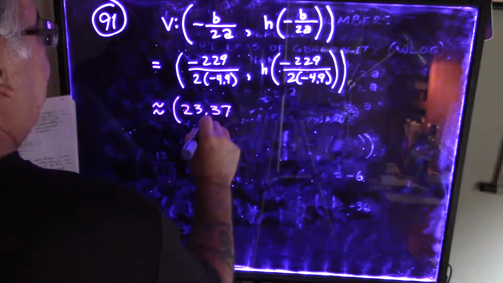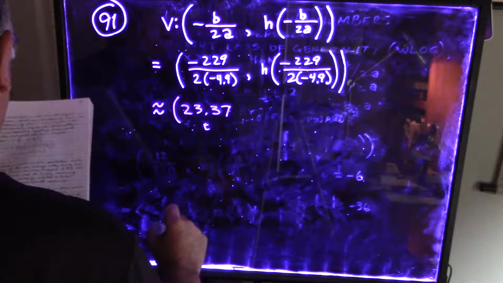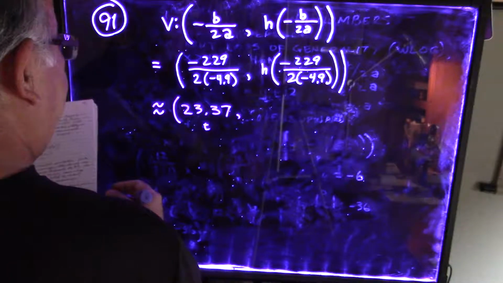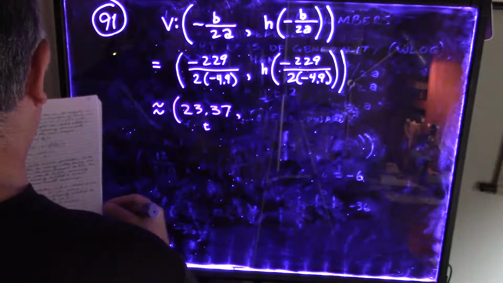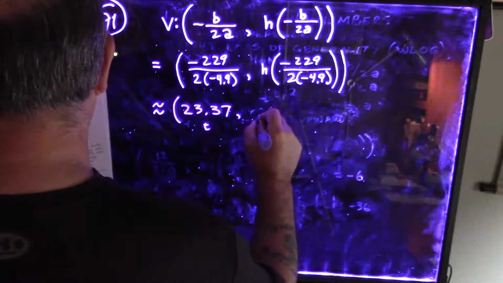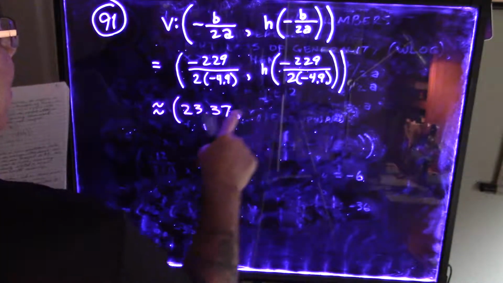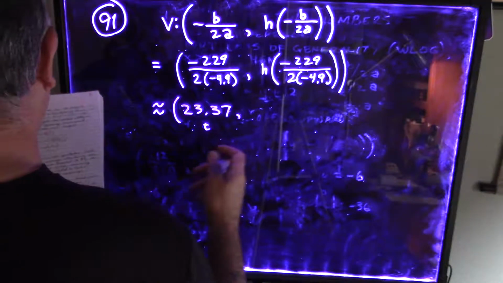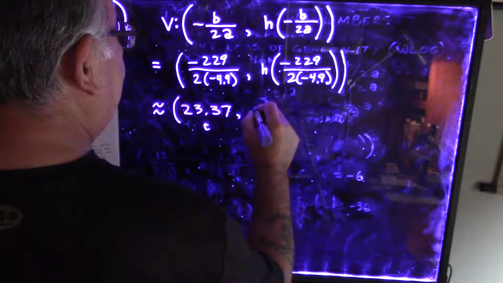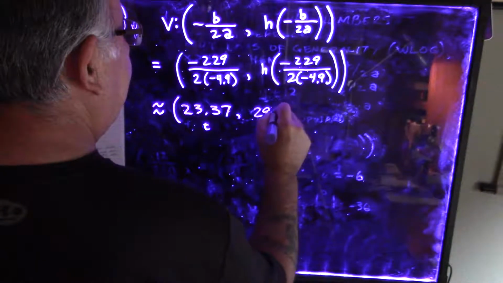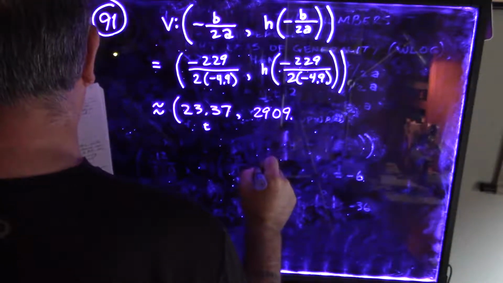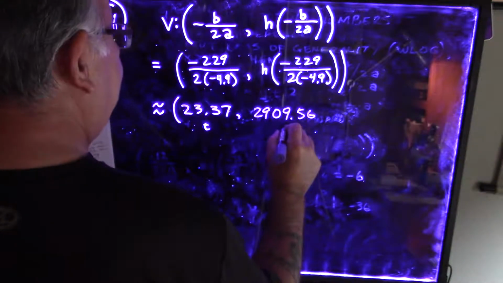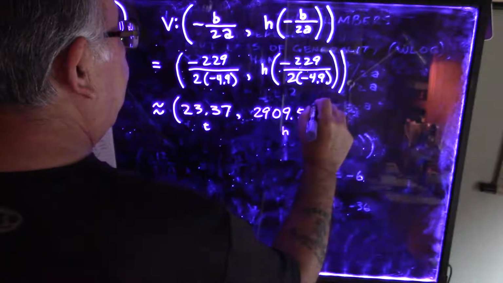and this is a function of t, so the first coordinate is t, the time, and h represents the dependent variable. So when you plug this number into the function h of t, you get 2909.56 rounded off to 2 decimal places. And this is h, the height.